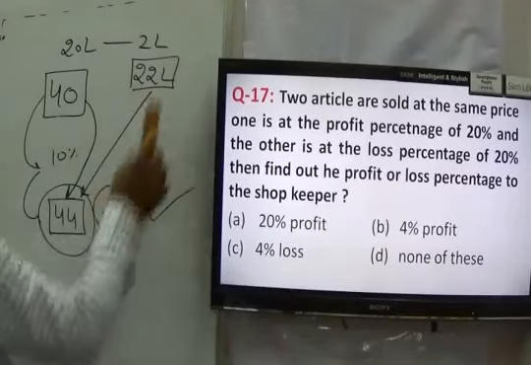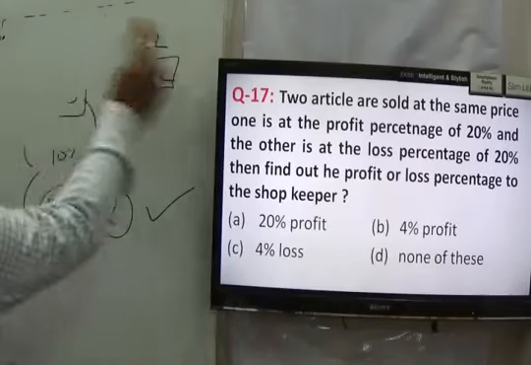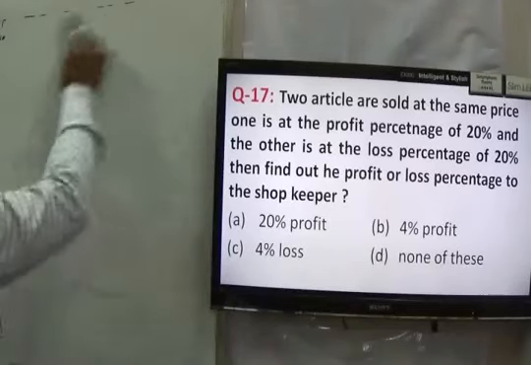Then you have statement number 7 here. First read the question. Two articles are sold at the same price, means selling price is same. The one is sold at a profit of 20%, other is sold at a loss of 20%. We have to find the overall profit or loss percentage. That concept I already told you.